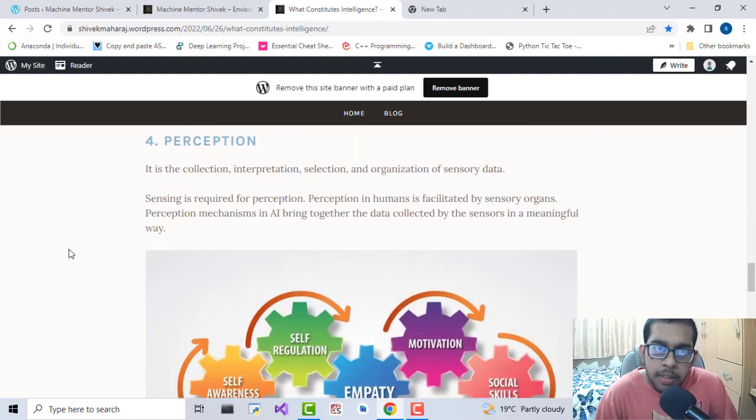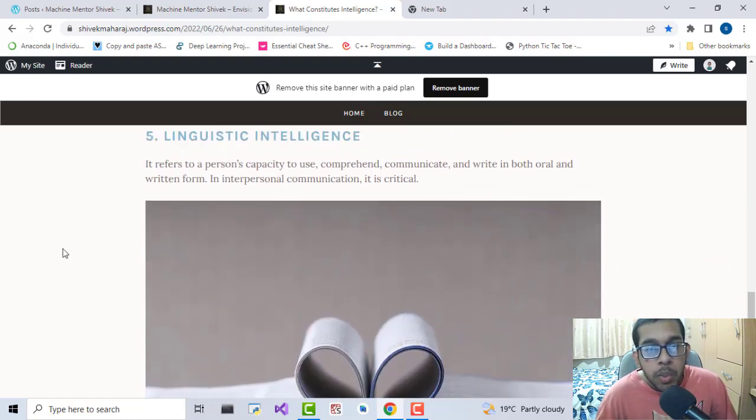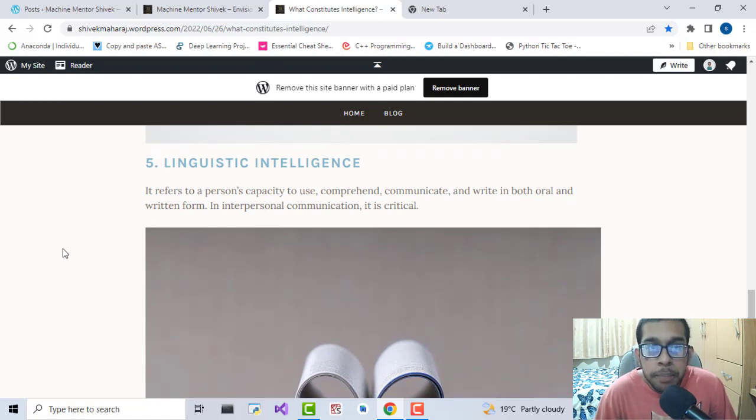Number 4. Perception. It is the collection, interpretation, selection, and organization of sensory data. Sensing is required for perception. Perception in humans is facilitated by sensory organs. Perception mechanisms in AI bring together the data collected by the senses in a meaningful way. Number 5. Linguistic intelligence. It refers to a person's capacity to use, comprehend, communicate, and write in both oral and written form. In interpersonal communication, it is critical.